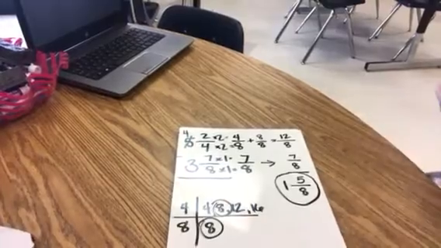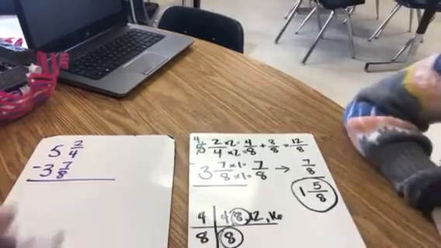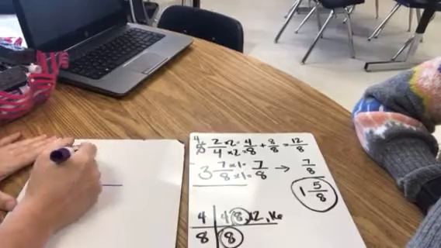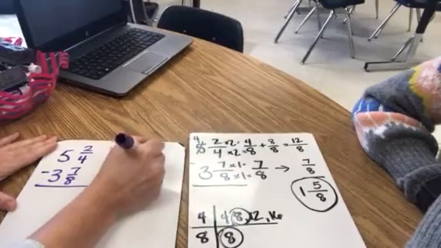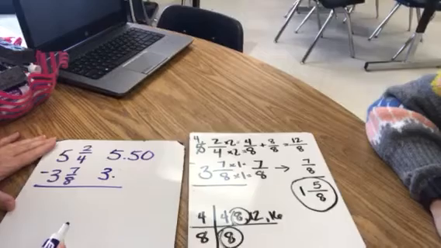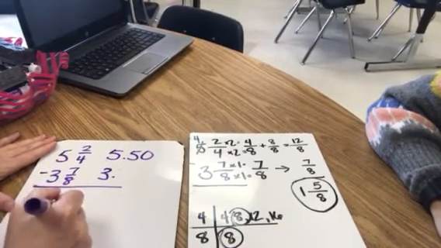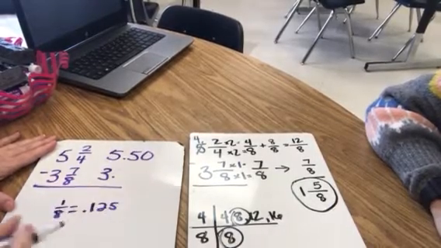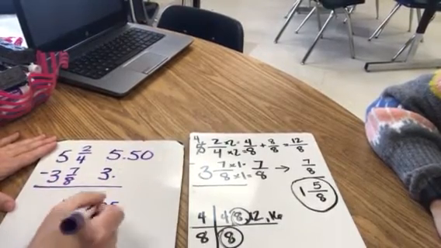Now this, eighths, this is going to be where we've got to remember our eighths. So when we go to decimal form, 5 and 2/4, well, that's a half. So 5 and 50 hundredths. And 3 and 7/8, well, gosh, 7/8. Well, I remember what 1/8 is. And I know 1/8 was 125 thousandths.